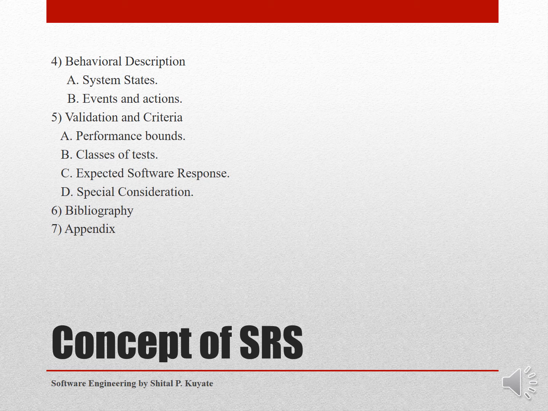Then the sixth one, that is very important, bibliography. It contains references to all documents that relate to the software. These include other software engineering documentation, technical references, vendor literature, and standards. Then the seventh one, that is appendix. The appendix contains information that supplements the specification. Tabular data, detailed description of algorithms, charts, graphs, and other materials are presented as appendices.